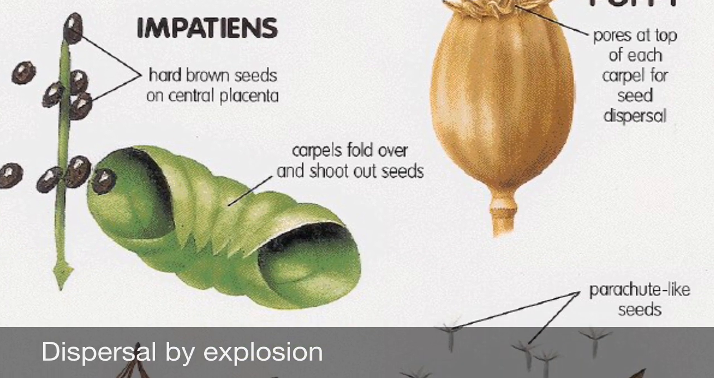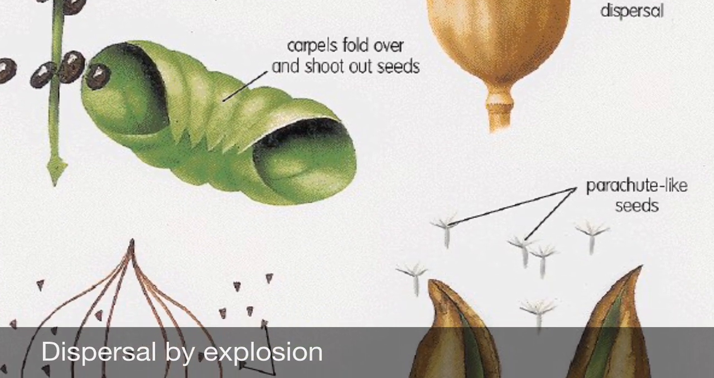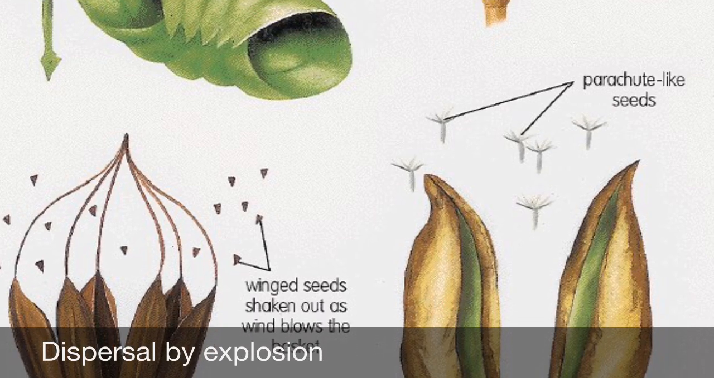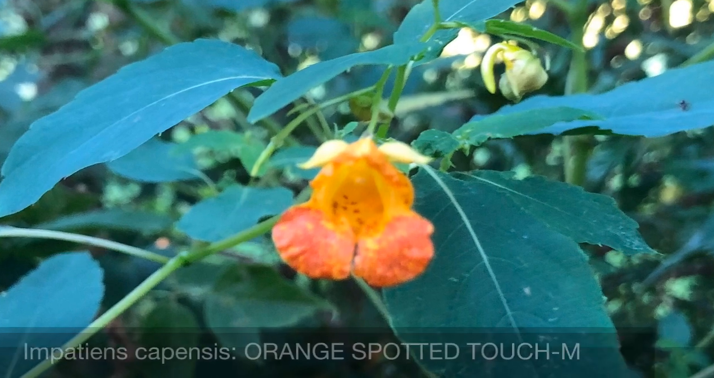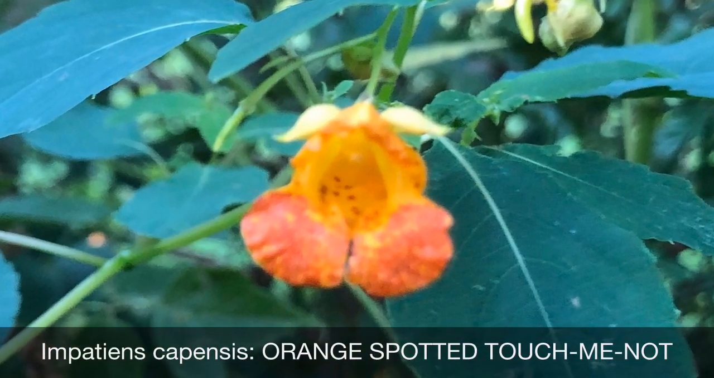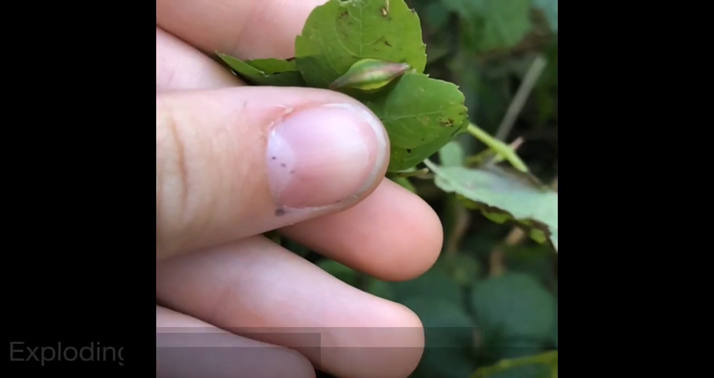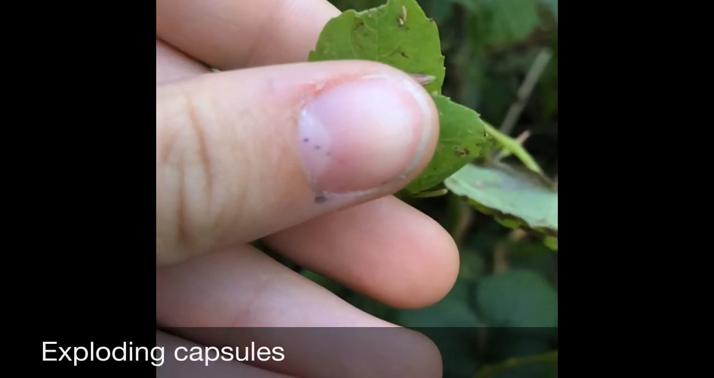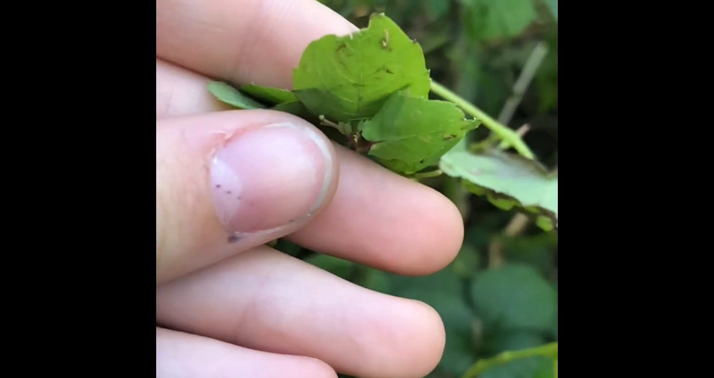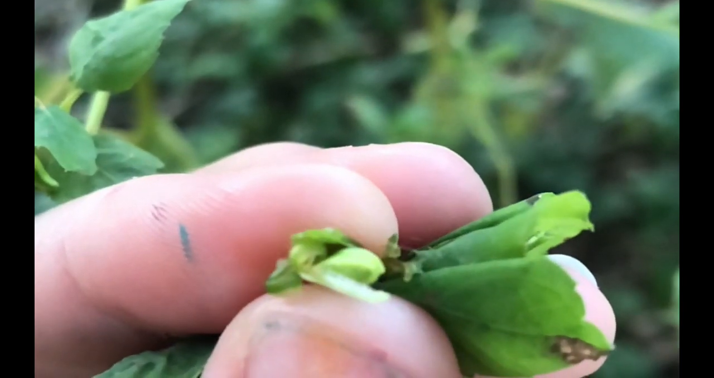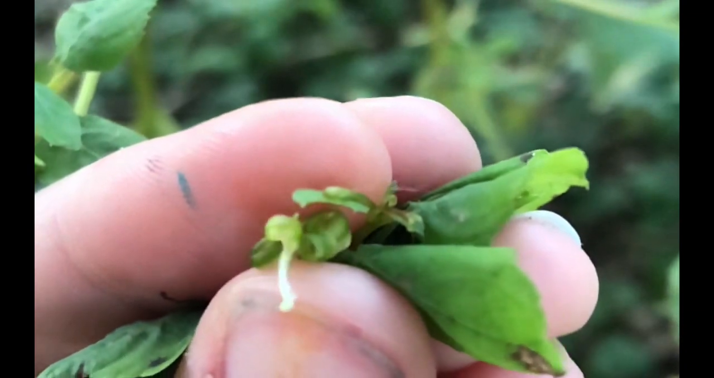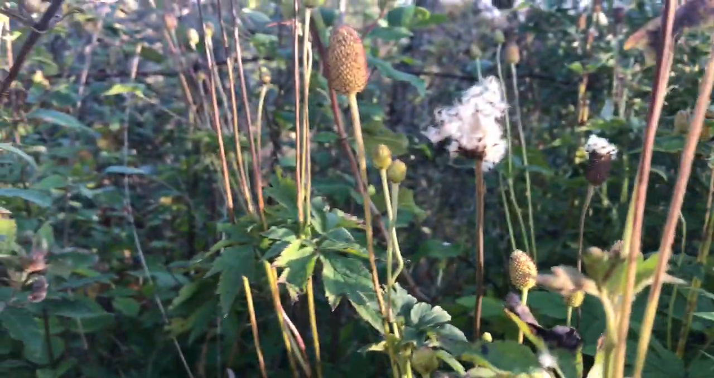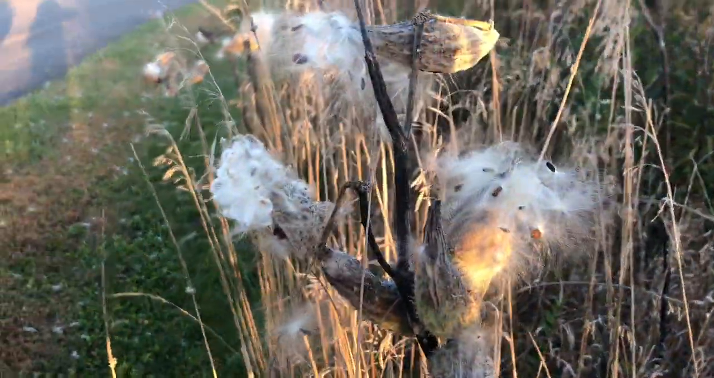Expulsion: the fruits burst or explode, and the seeds are carried away. This is another method of seed dispersal. The orange spotted touch-me-not has a very unique method of seed dispersal. When the seed capsules are touched, they are known to explode, as seen, and then the seeds inside are released into the surrounding environment. Explosion is often a gateway to other types of seed dispersal, as in these samples that are spread by wind.